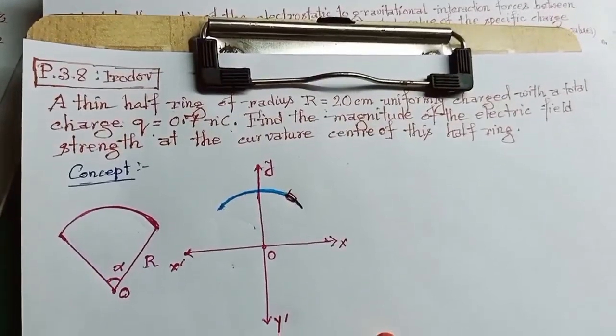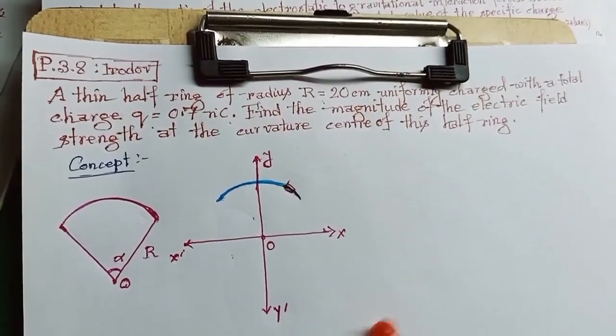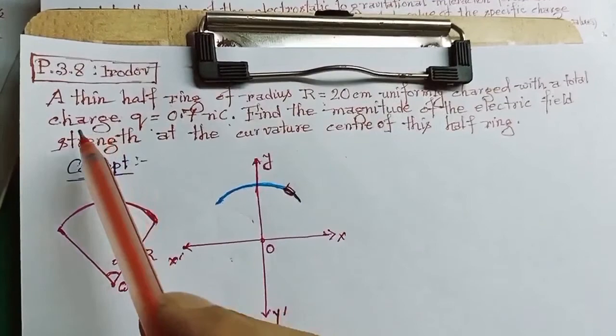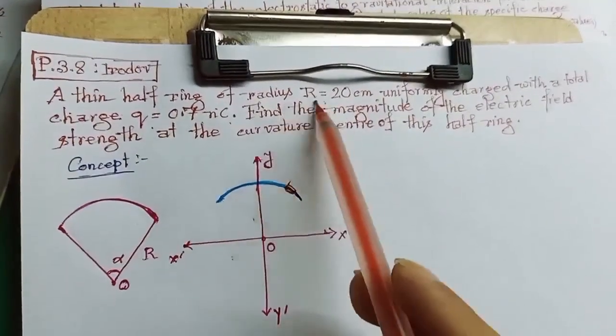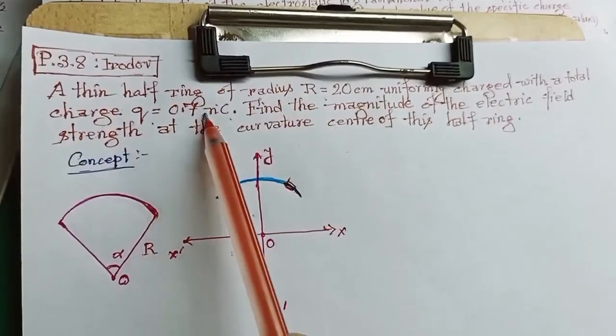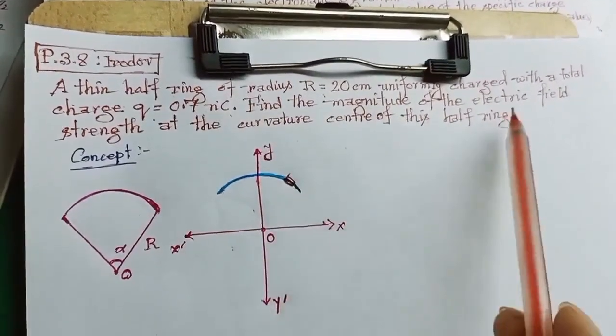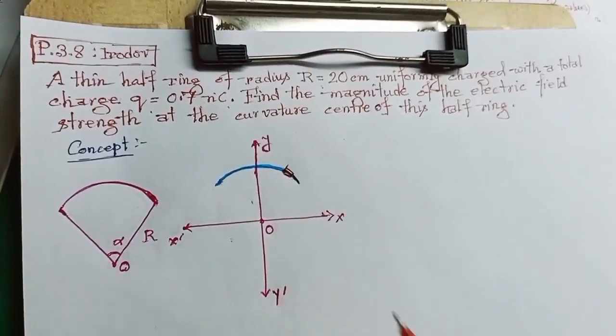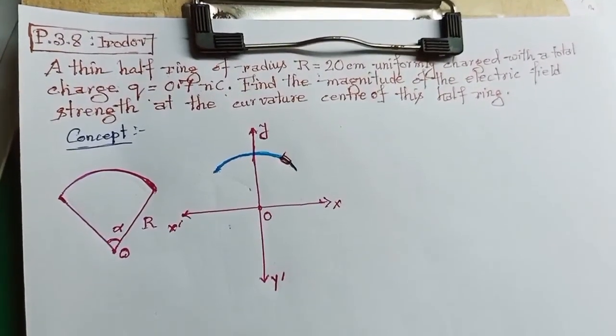Problem number 3.8 from Irodov's Electrodynamics. In this question it is given that a thin half ring of radius r equal to 20 cm is uniformly charged with a total charge q equal to 0.7 nanocoulomb. Find the magnitude of the electric field strength at the curvature center of this half ring.